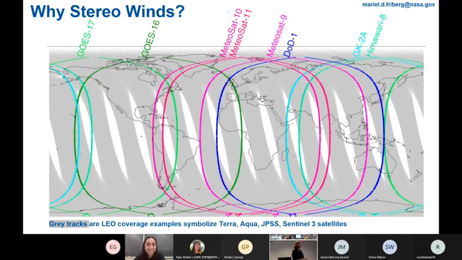So again, why stereo winds? We can get, again, higher temporal coverage and spatial coverage and have the UV wind components and direction, but also get that top of the plume height, which isn't available through GOES. So again, the tracks are representative of the LEOs. So we have a lot of areas to work with and a lot of wildfires to explore.